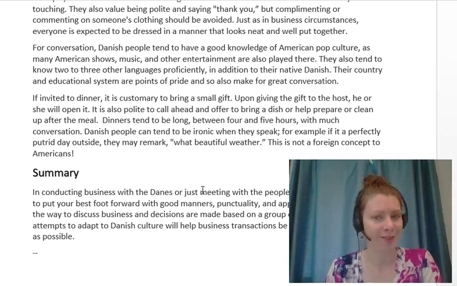If invited to dinner, it is customary to bring a small gift. Upon giving the gift to the host, he or she will open it. It is also polite to call ahead and offer to bring a dish or help prepare or clean up after the meal. Dinners tend to be long, between 4 and 5 hours, with much conversation.